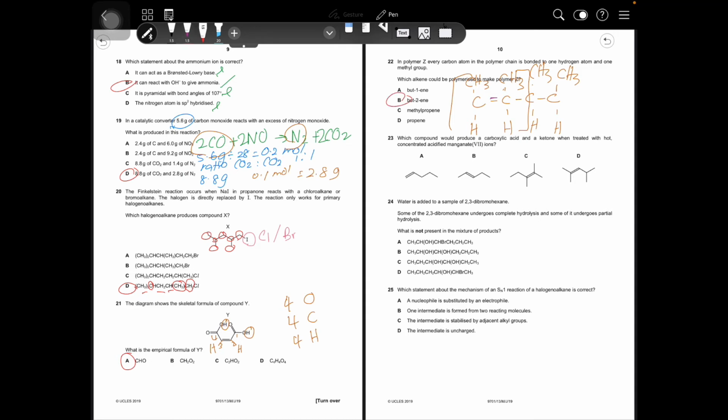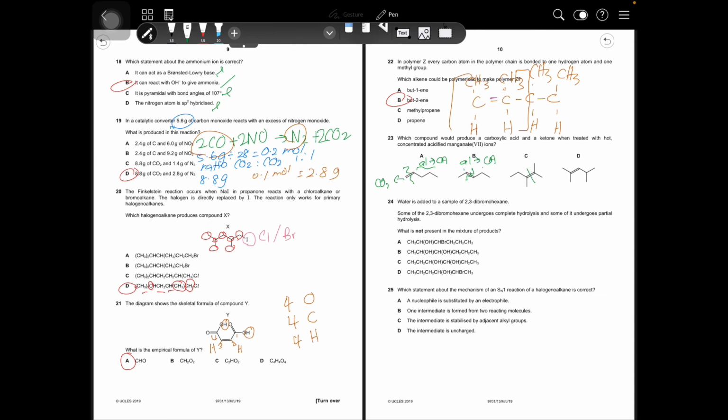The next one, which compound would produce a carboxylic acid and a ketone when heated with hot concentrated acidified manganate(VII) ions? So this is an oxidation reaction of alkene. For A, if you break here, this part will produce carbon dioxide, and this part will produce an aldehyde and consecutively a carboxylic acid. So A is not the answer. If we break this part in B, both of these sides will produce an aldehyde and consecutively carboxylic acid. So this is also incorrect.